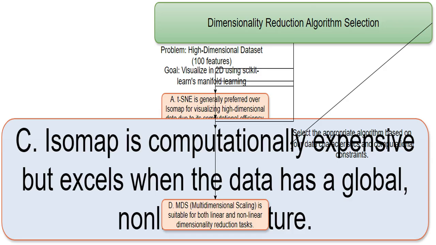Isomap is a powerful technique, but it takes a while to run because of complex calculations. However, it's perfect for data that is nonlinear and has a complex overall shape, global structure. Think of it as making a map that accounts for curves in the road, unlike a flat map.